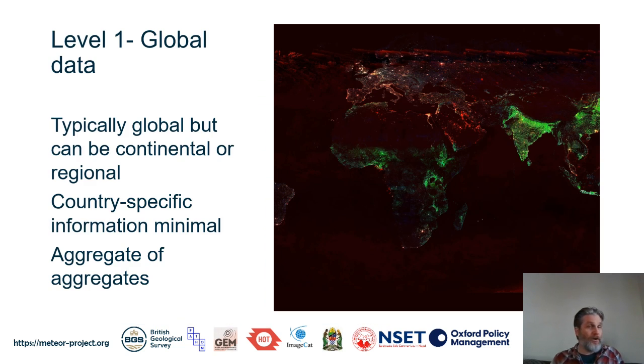All right, now I'm going to go through those levels in a little bit more detail so that you've got an understanding of what they are. And so when we talk about level 1, level 3, level 5 data, you'll have an understanding of what that means. Level 1 data set, as I said, is global data. It's typically global, but it can be continental or regional. It's data that was not collected at the country-specific level, but essentially it tends to be an aggregate of aggregates.